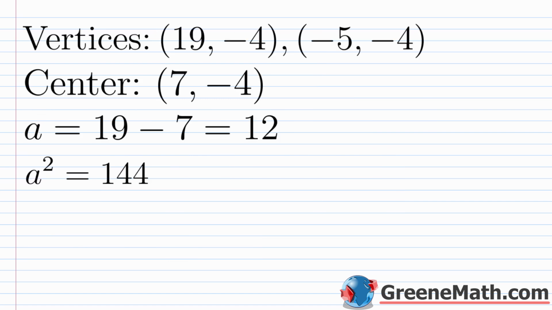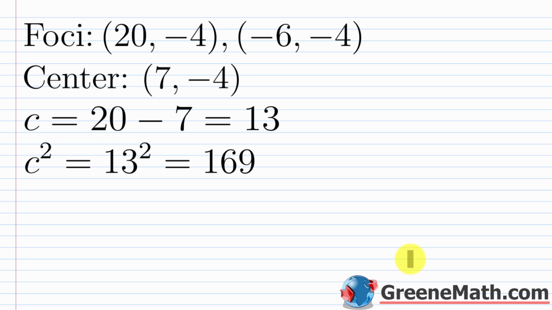All right, so in terms of finding a, again, the distance from the center to each vertex is a. So you can just take this vertex right here, and you could just say this x coordinate minus this x coordinate, so 19 minus 7 would be 12. So a is 12, and so a squared is 144. Again, if we're trying to find c, well, c is the distance from the center to each focus. So you can use this x coordinate minus this x coordinate. So 20 minus 7 would be 13. So c squared is 13 squared, which is 169.